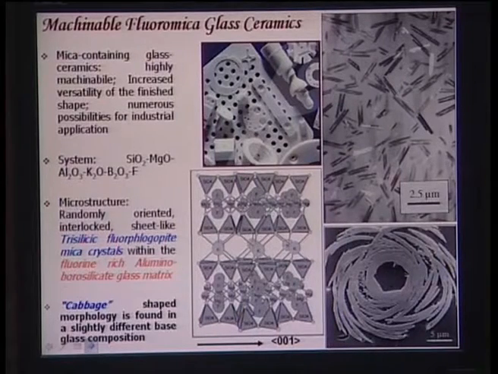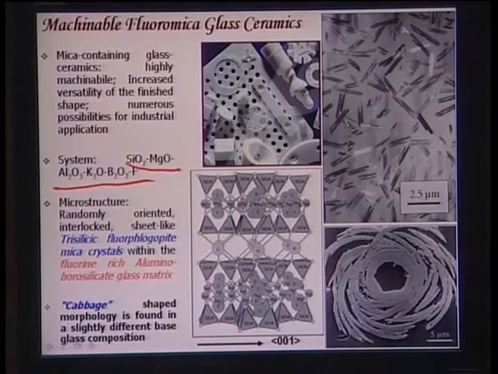Now, the system that we have worked on is very similar to the Macor glass ceramics, and this is fluoromica glass ceramics, containing SiO2, MgO, Al2O3, K2O, B2O3 and fluorine. This mica containing glass ceramic is highly machinable. Because the human tooth has a different complex shape, whatever materials you try to develop need to be machined to give a particular shape, and therefore the increased versatility of the finished shape is only possible if the material is highly machinable.